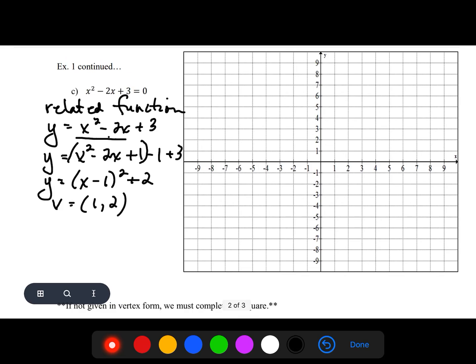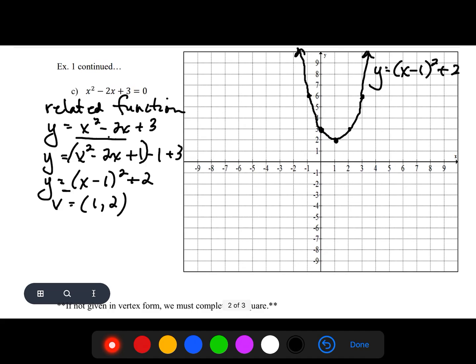So first point on the graph, (1, 2). We know that our a value is 1. So from that point, our vertex, we're going to go over 1, up 1. From those points, we're going to go over 1, up 3. And those are the only points we can fit on the grid, so we're going to graph those 5 points. And we're going to draw our parabola, again, arrows on the ends, and labeling with our related function.